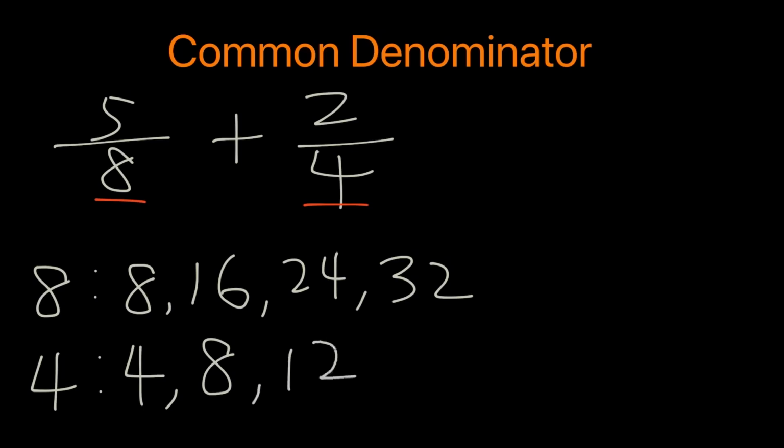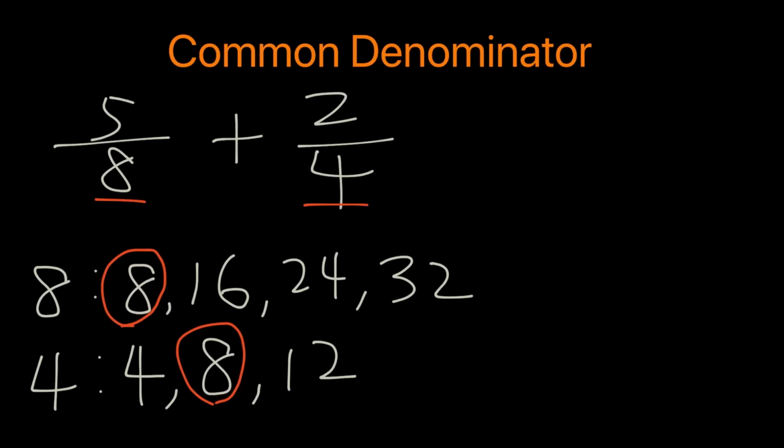If you see a number that is common for both numbers, then you can stop there. In this case, we see 8 and 8. So we can stop here and determine that our common denominator is going to be 8. So what do we do next? In this case, since the denominator is going to be 8, the first fraction is already 8.